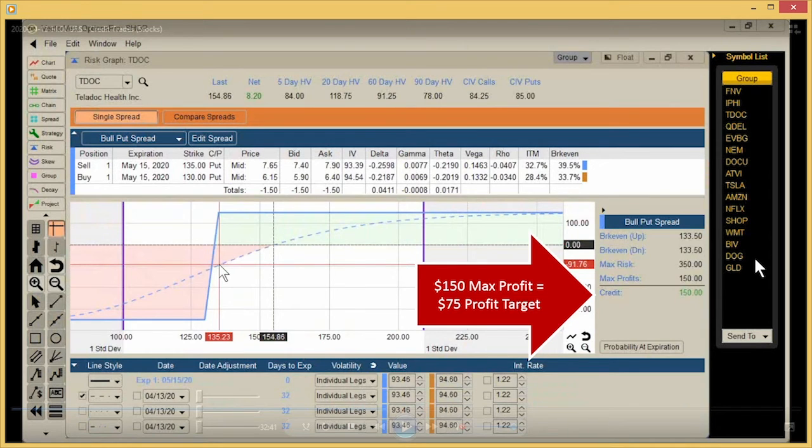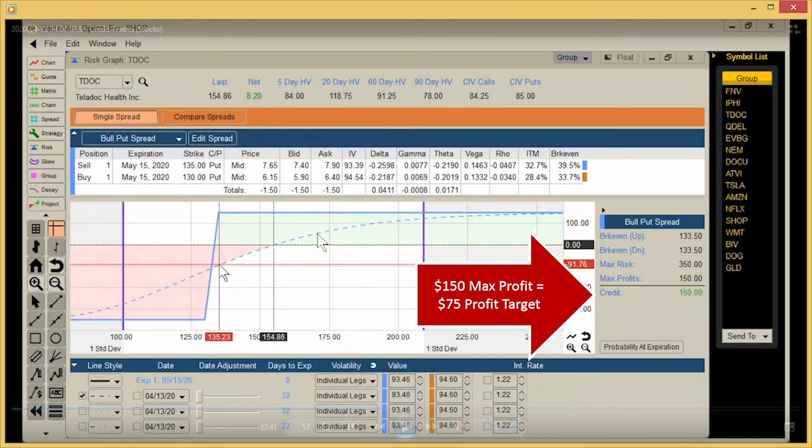This is a trade on Teladoc, okay? TDOC. Now, this trade has a $150 maximum profit. If I see that the trade has a $150 maximum profit, my actual profit target is about $75. Now take a look. This is a risk graph. In order for me to make all $150, the stock would have to go up basically $100 a share. But by 50% to make $75, the stock only has to go up about $8 or $9 a share, maybe 10 or 12 at the most.